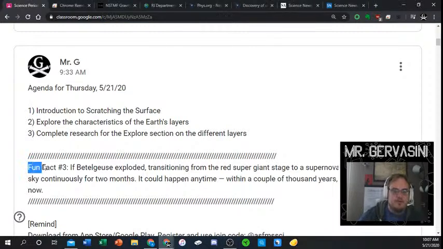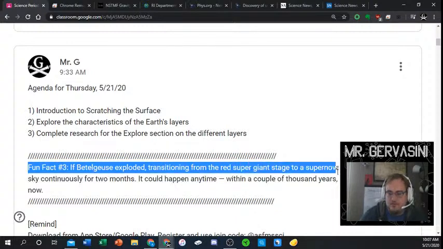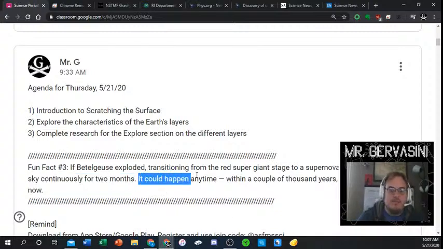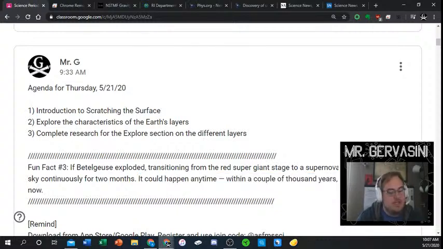Fun fact number 3. If Betelgeuse exploded, which means it transitioned from a red supergiant to a supernova, it would light our sky continuously for 2 months. And it would also be visible during the daytime. It could happen anytime, within a couple thousand years, tomorrow, or even right now, outside.